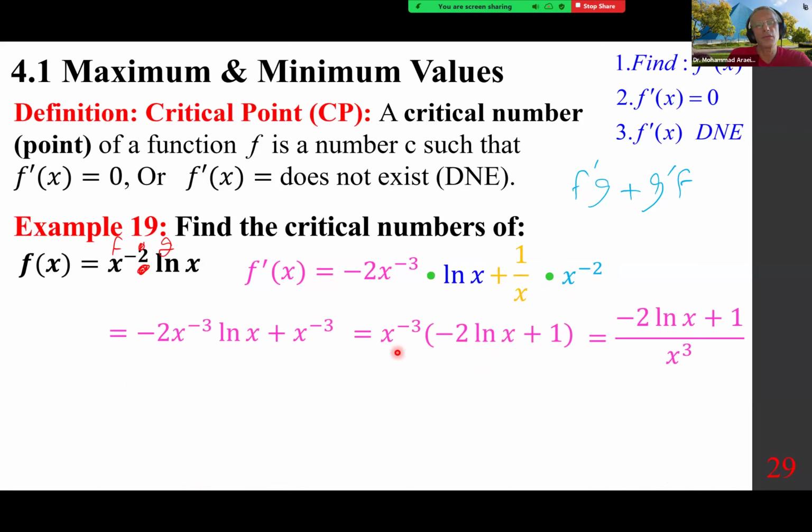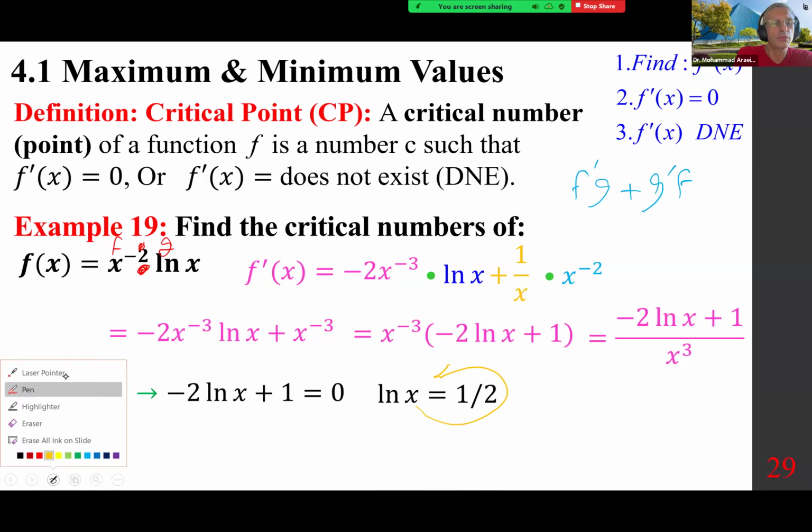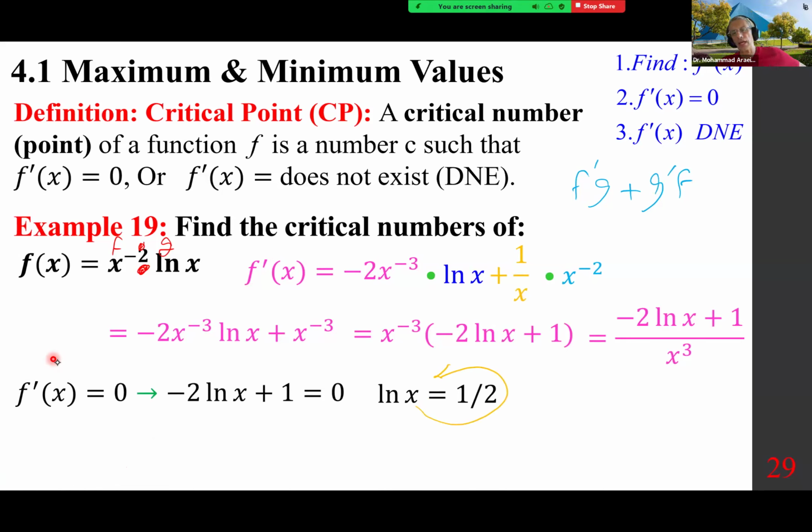And of course, the differentiation, this is the only part that is calculus. The rest has been algebra. So set this equal to 0. A fraction is 0 when the numerator is 0. So minus 2 ln x plus 1 equal to 0. Ln x becomes 1/2. The answer, x is e to the power of 1/2 precisely, or square root of e.